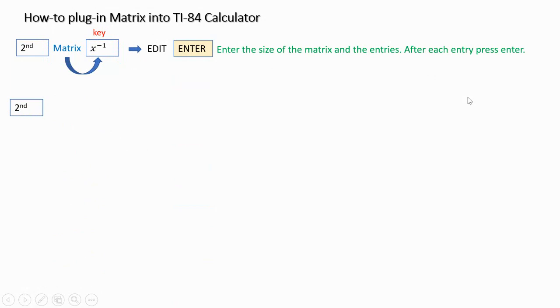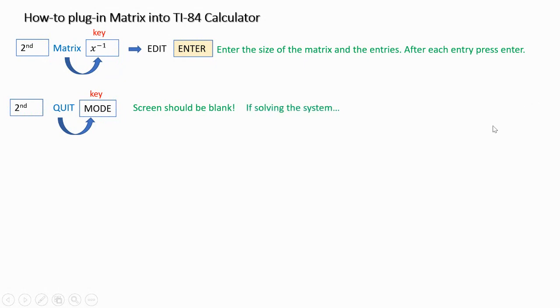After you do that, you're going to go to second quit. Your screen should be blank, because second quit is the mode key. That means the matrix that you just inputted is there, like in a filing cabinet. It will always be there unless you take it out or you clear your calculator.